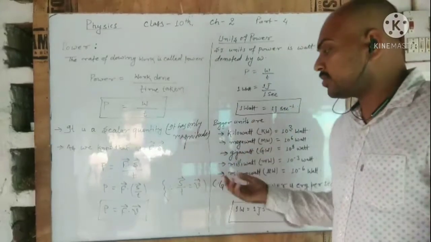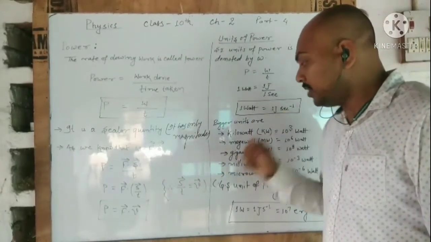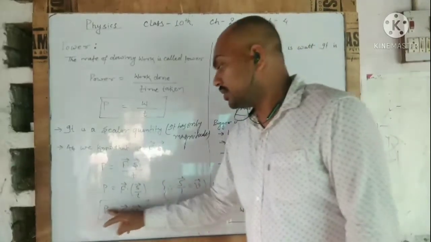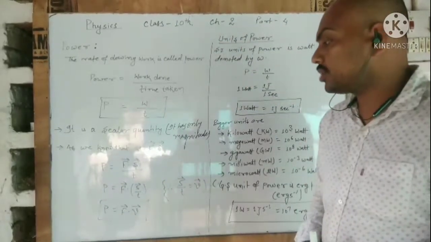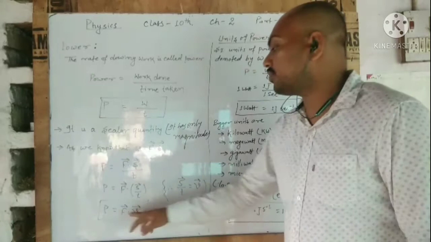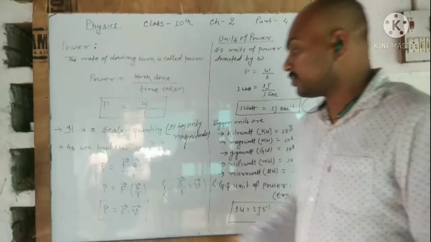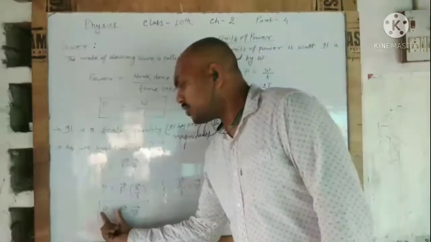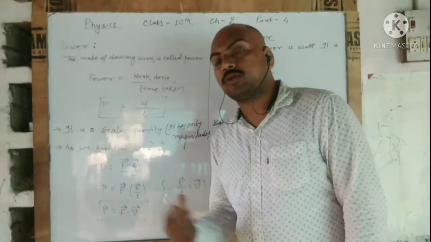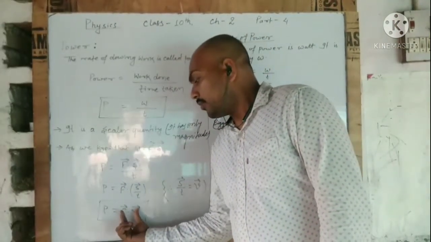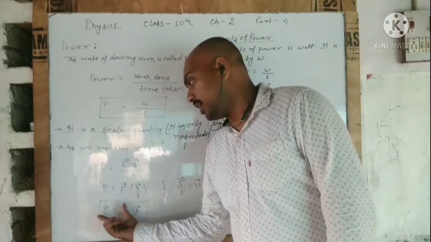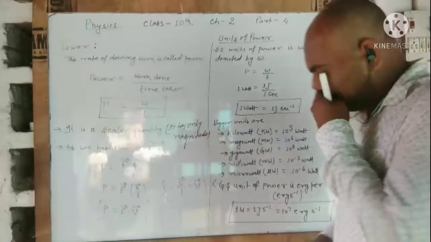Rate of change of displacement is called velocity. So power is equal to force dot velocity, that is F dot V. That's why power is also a dot product of two vector quantities, that is force and velocity. That means it is a scalar quantity.